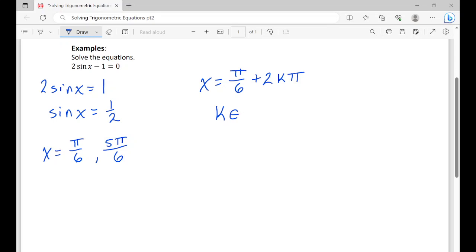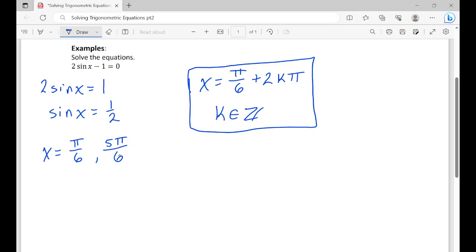So shorthand notation for that is going to look like this: k is an element of the integers. That's what this fancy Z means. It's just integers. So this is one of the general solutions.